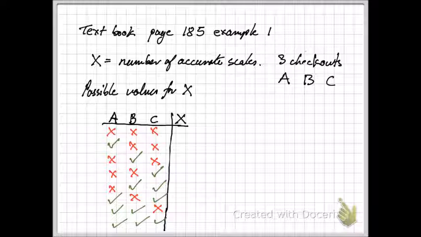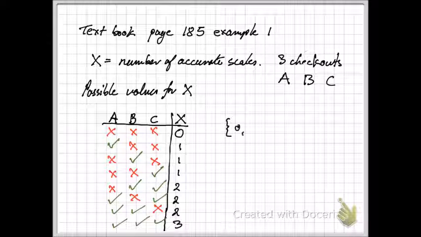So that means X can take the value 0 for non-accurate. We've got on 3 occasions 1 checkout was accurate, then 2, then 2, and then 3. But the actual outcomes then for this particular thing are just 0, 1, 2, or 3.